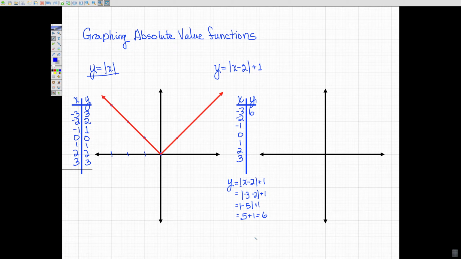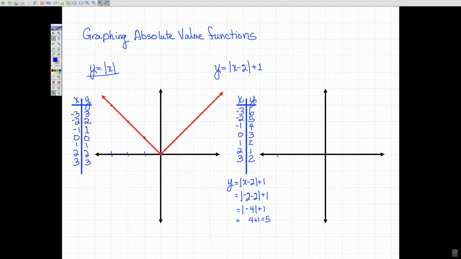Now let's do x equals negative 2. If x equals negative 2, this would be the absolute value of negative 2 minus 2, plus 1. Negative 2 minus 2 is negative 4, and this equals 4 plus 1, and that equals 5. So there's 5. And I'll fill in the rest of the table for you. Now let's plot some points. The graph isn't quite big enough, but we'll figure it out.